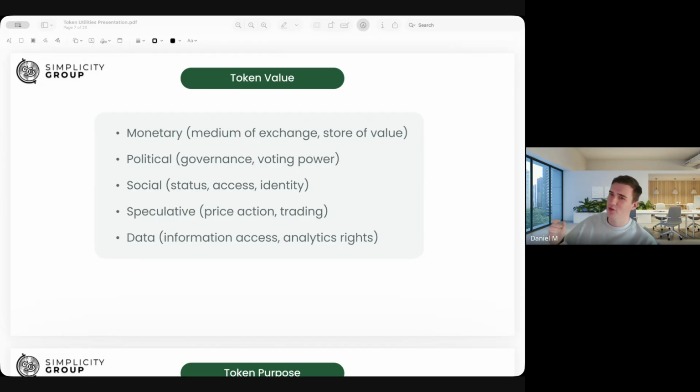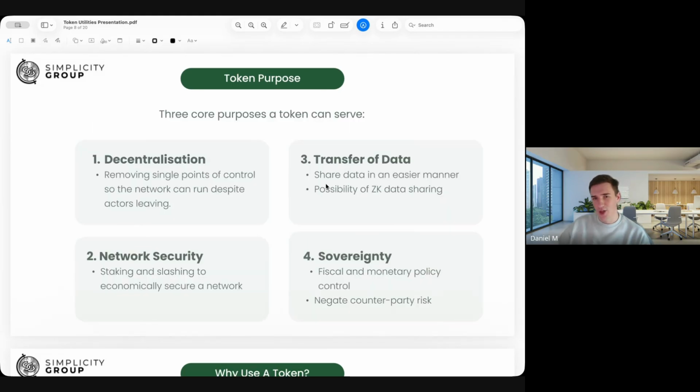Even right now, when it looks like we're at the bottom, when it's all doom and gloom and we're in a major bear market, a lot of valuations are still overinflated and speculative. And finally, there's the data side, which is the information access, the analytics, and you can actually store data within a token. So now that we understand what sort of values a token has, we need to understand the purpose of a token. And there are 4 main token purposes that exist.